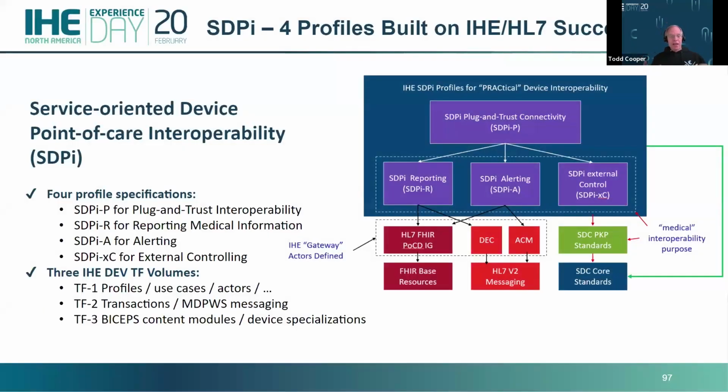So the profiles, as you'll see here, are organized according to a standard IHE technical framework. We have the 4 profiles. One is for basic plug and trust connectivity, but then we also have a profile for medical reporting, for alerting, and for external control. And they're all in various phases of implementation and standardization. But notice the connectivity to the standards underneath. So we're actively working on a FHIR-based gateway for this information. We're leveraging the DEC and ACM profiles that are already in use. We're leveraging these core ISO IEEE standards for service-oriented device connectivity. So it's a standards profile, but it's built upon this established base. And that's the current technical framework.